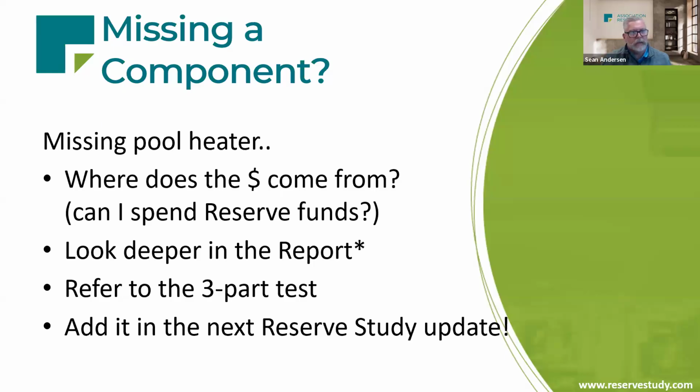All right. Then another big question that I get regularly is what happens if we're missing a component? What happens if your reserve analyst makes a mistake and misses an asset? Number one, you remember that the criteria for a reserve component, if you need to spend reserve money, is the three-part test, not if your reserve analyst has that component in the reserve study. So if you're missing a component, we ask ourselves, can we spend reserve funds for it?